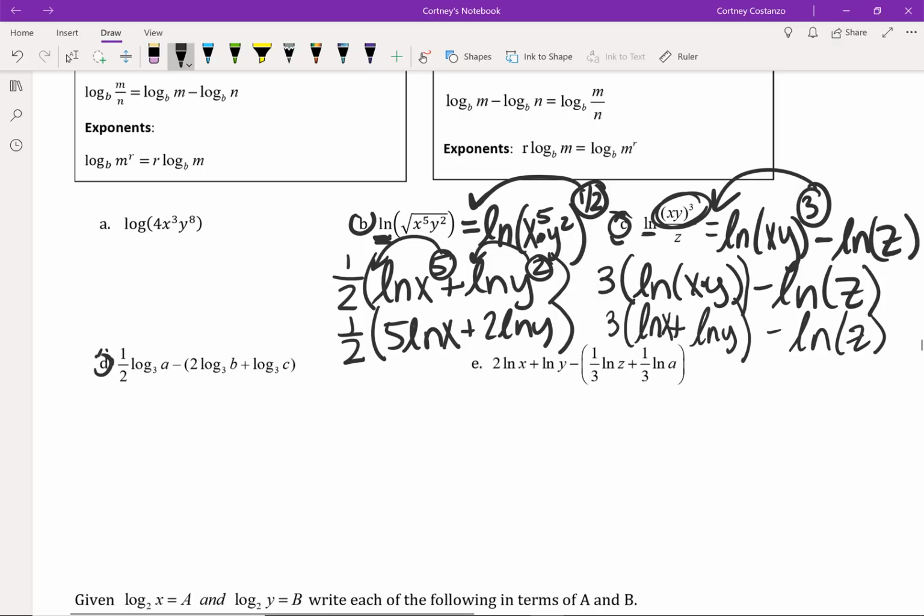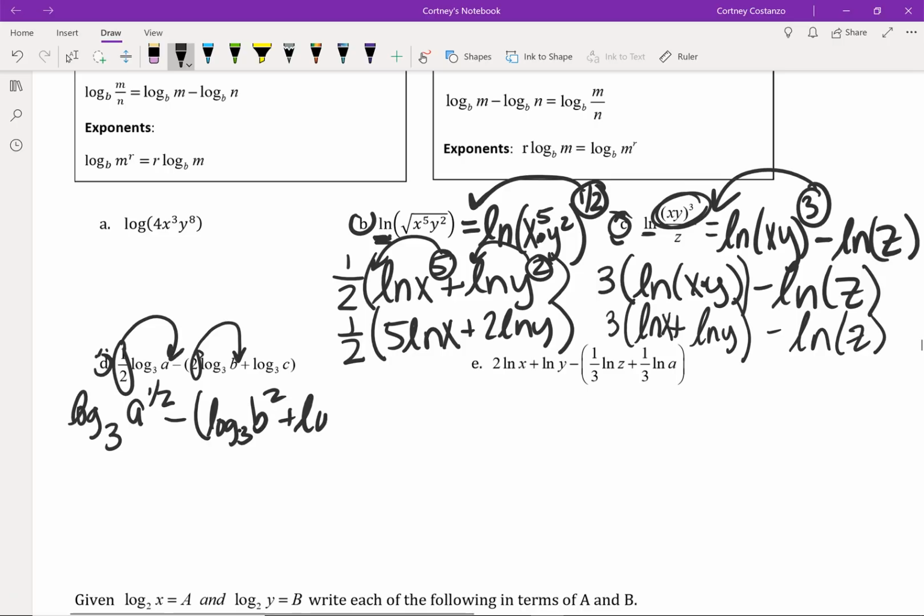But lastly, for this section here, clearly letter D is expanded. There are 3 sets of logs. I need to condense them down to a single log. So let me deal with these coefficients first. The 1/2 is going to become an exponent. This 2 is going to become an exponent. So I have 3 log base 3 of a to the 1/2 minus log base 3 of b squared plus log base 3 of c.